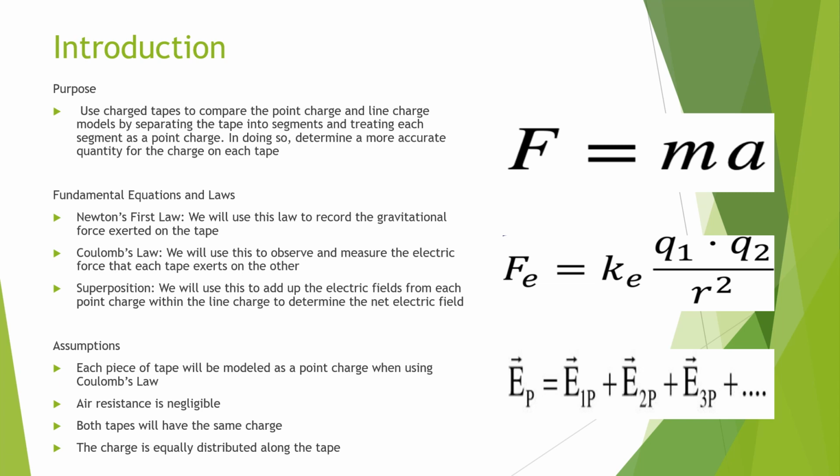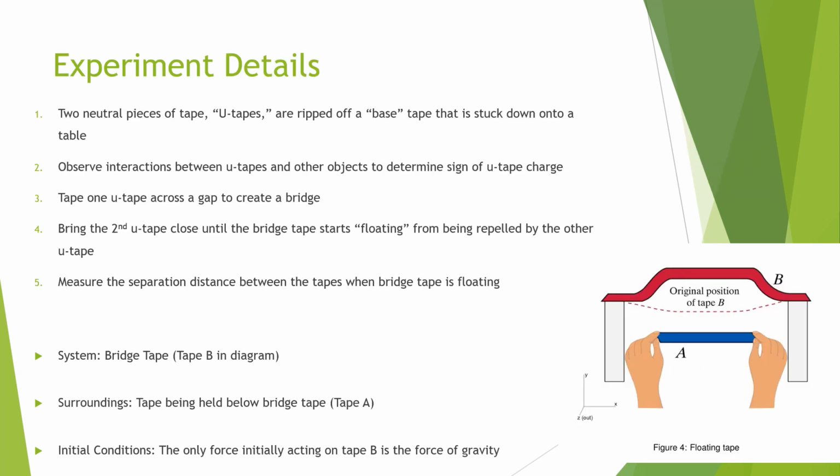And some assumptions that are necessary for this experiment are that each piece of tape will be modeled as a point charge when using Coulomb's law, air resistance is negligible, both tapes will have the same charge, and the charge will be equally distributed along each piece of tape. Experiment details.